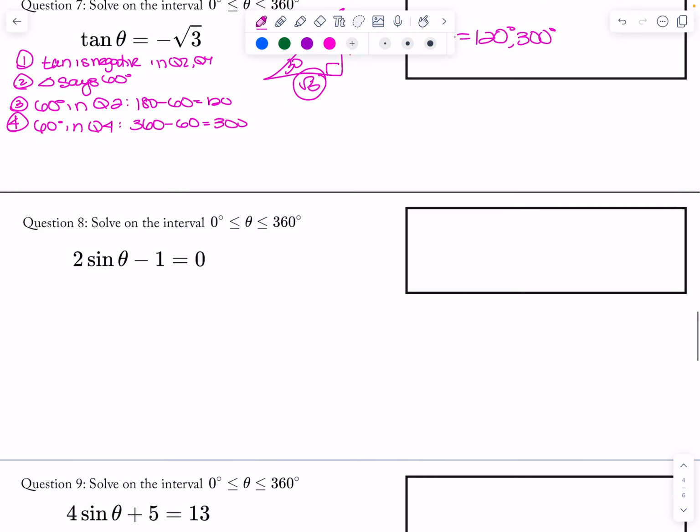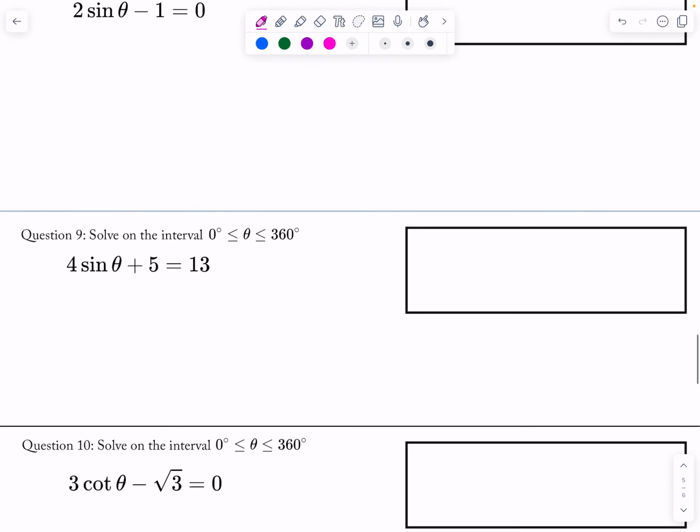Okay. All right. So question 9. So 4 sine of theta is equal to 8. So sine of theta is equal to 8 over 4. So sine of theta is equal to 2. That actually does not work. The values of sine have to go between +1 and -1. So this is no solution.